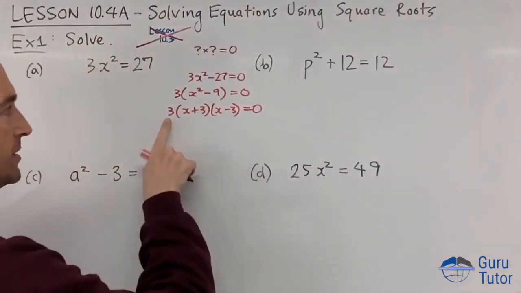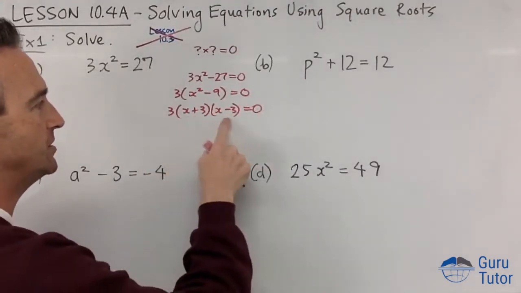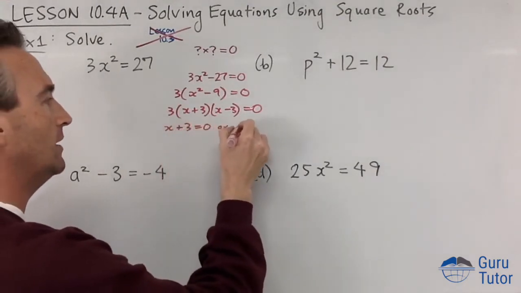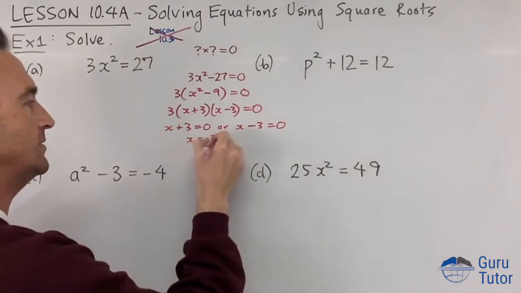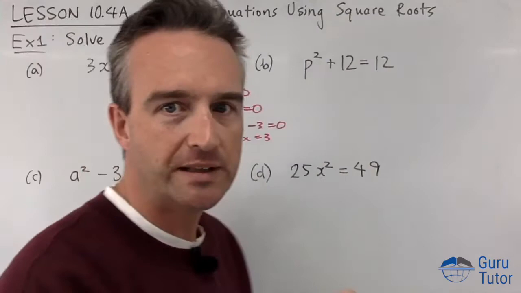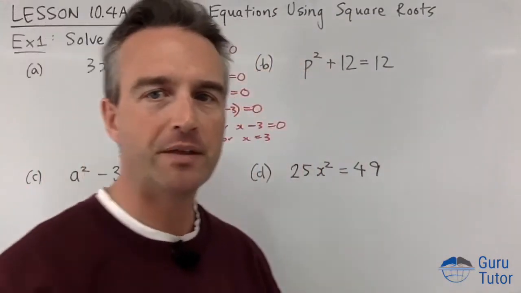Well, this could be 0, or this could be 0, or this could be 0. So we only get solutions from these two. X plus 3 equals 0, or x minus 3 equals 0, which gives us the solutions x equals negative 3 or x equals positive 3. We're going to do that same question again now using square roots, a different method, okay?